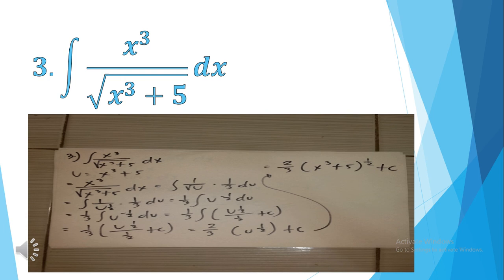Now to the following steps. So 2/3 times the quantity u to the power of 1 half plus c. So our final answer by doing the substitution method is 2/3 times the quantity x cubed plus 5, to the power of 1 half, plus c.